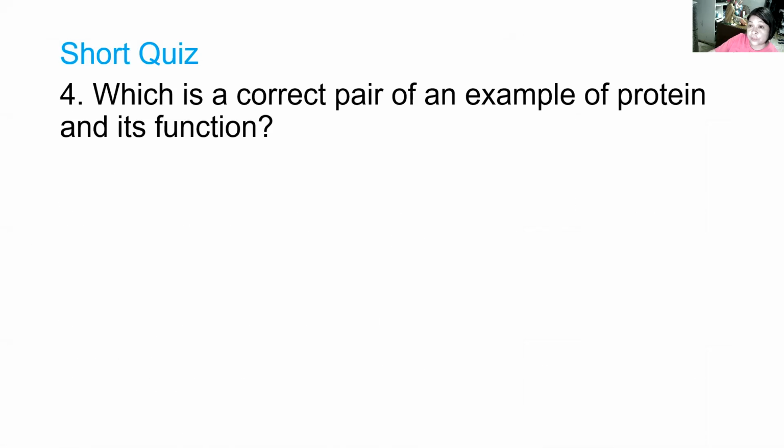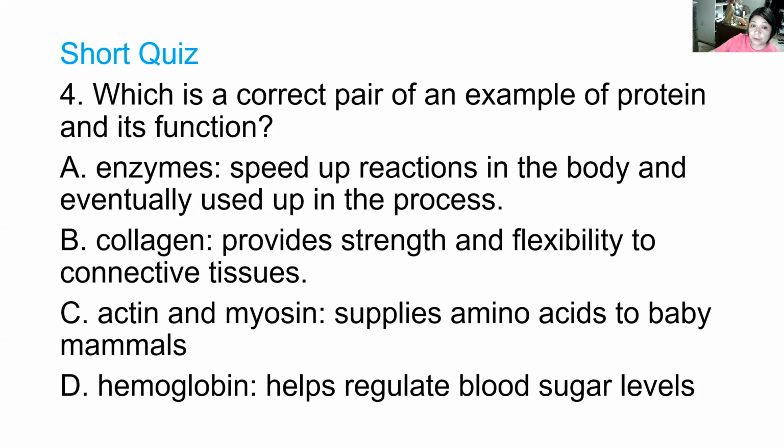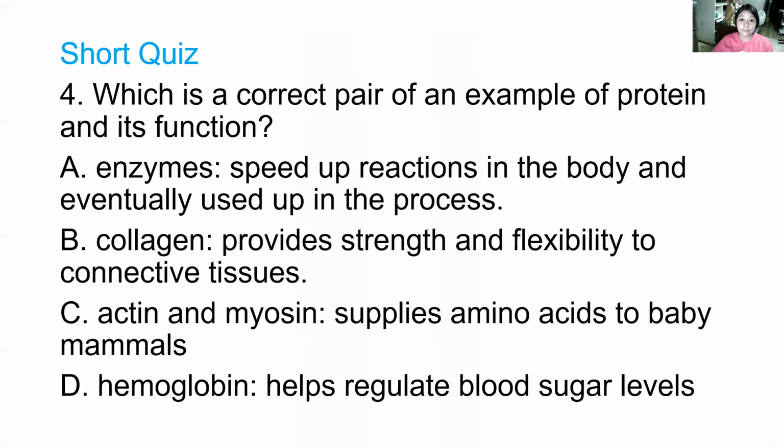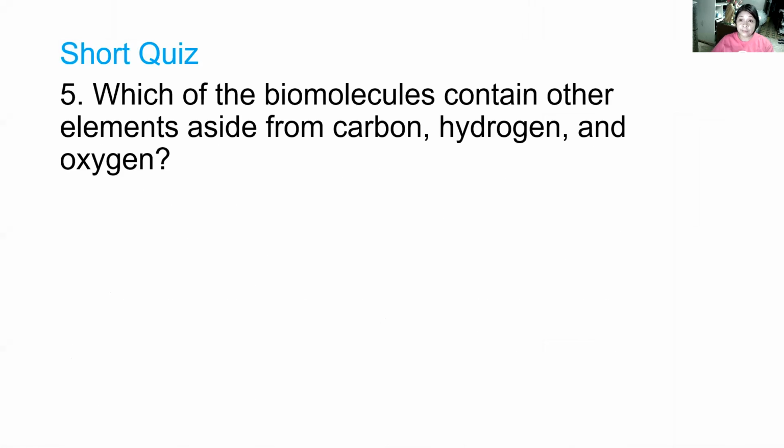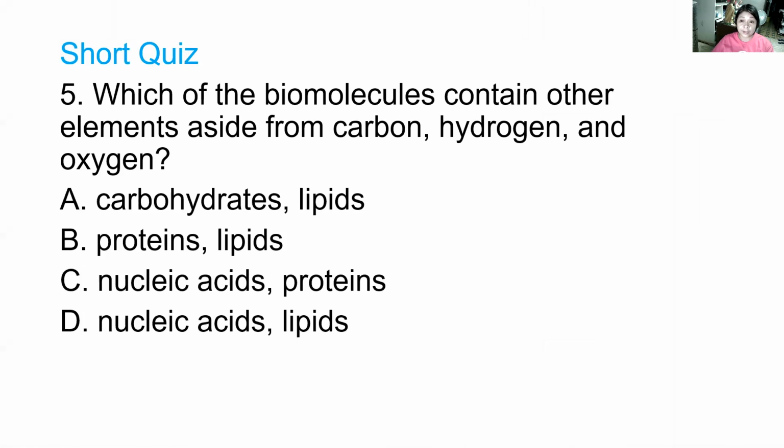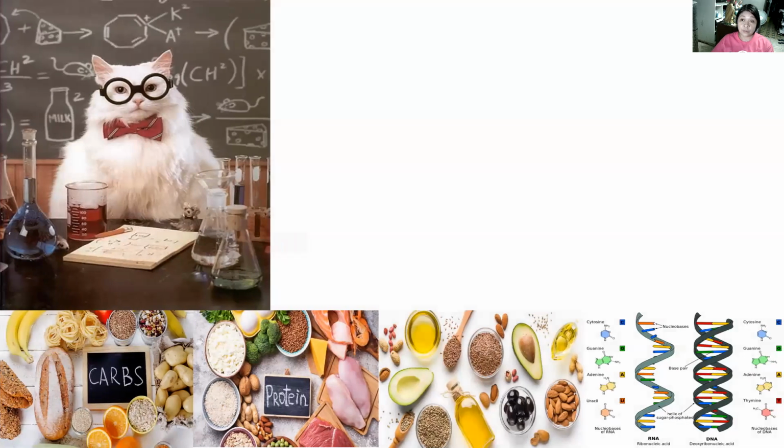Question number 4. Which is a correct pair of an example of protein and its function? A, enzymes speed up reactions in the body and eventually use up in the process. B, collagen provides strength and flexibility to connective tissues. C, actin and myosin supplies amino acid to baby mammals. D, hemoglobin helps regulate blood sugar levels. Question number 5. Which of the biomolecules contain other elements aside from carbon, hydrogen, and oxygen? A, carbohydrates, lipids, B, proteins, lipids, C, nucleic acids, proteins, D, nucleic acids, lipids. That's the end of the short quiz.